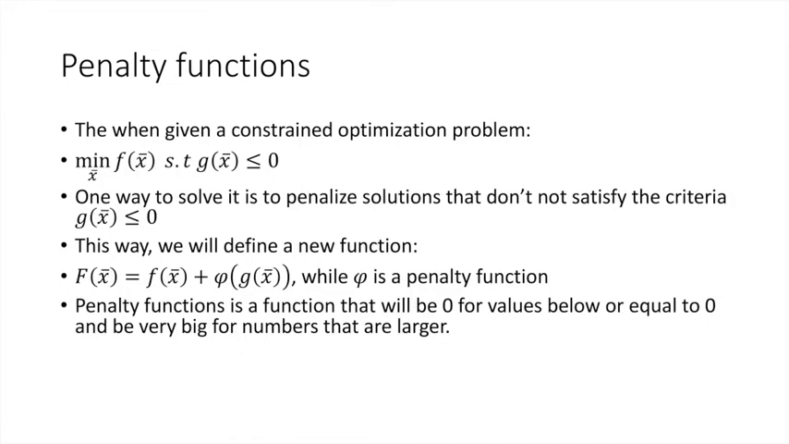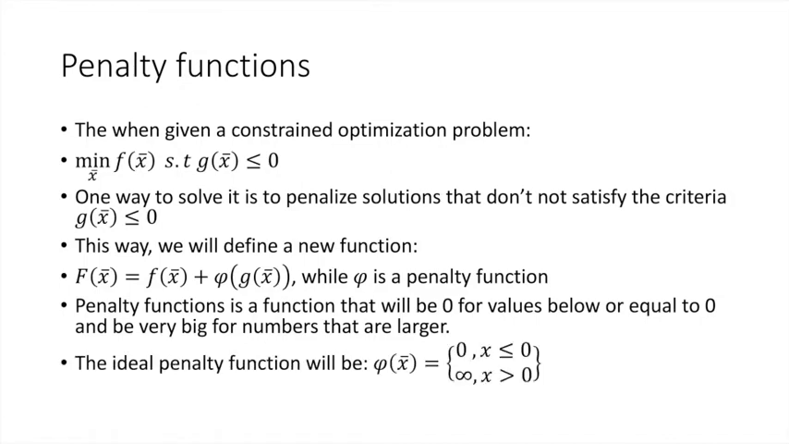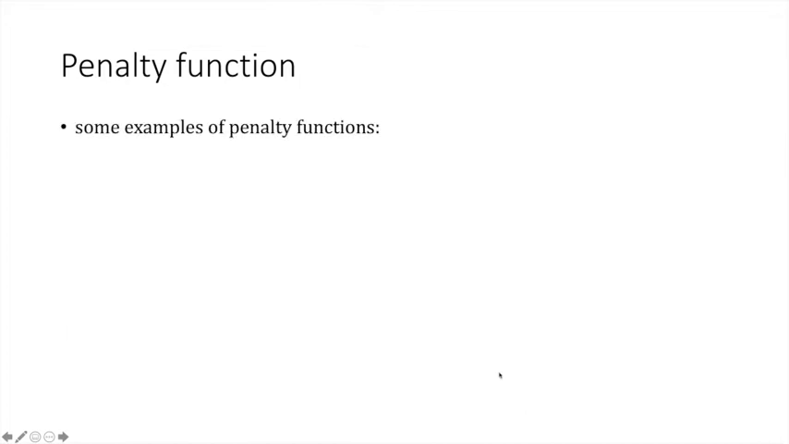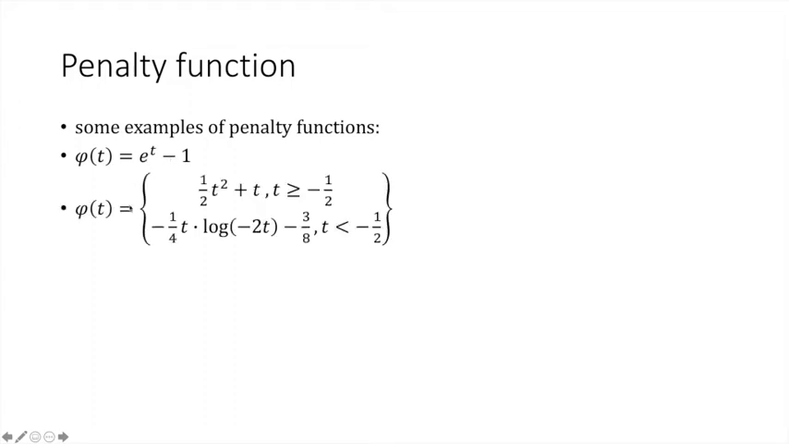If you want a penalty function for an equality constraint, we need a function that would be 0 only at 0 and would be very large numbers in any other location. The ideal penalty function would be phi of x equal to 0 when x is smaller or equal to 0 and infinity when x is larger. Some examples of penalty functions are phi of t is equal to e raised to the power of t minus 1, or phi of t is equal to this function.